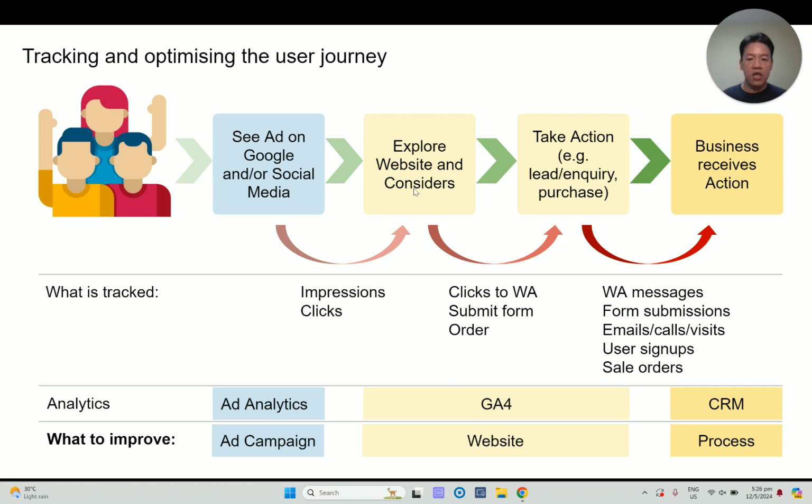Now, usually, if the impressions and clicks are high and this is low, then the problem is most likely on the website itself, right? And that's why you see that we are marking it here. These two phases, any problem here will most likely be a website problem. So, what could be the problem?